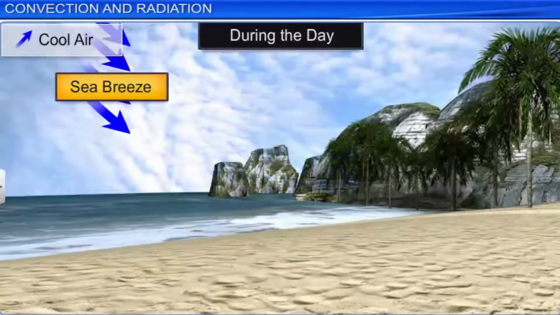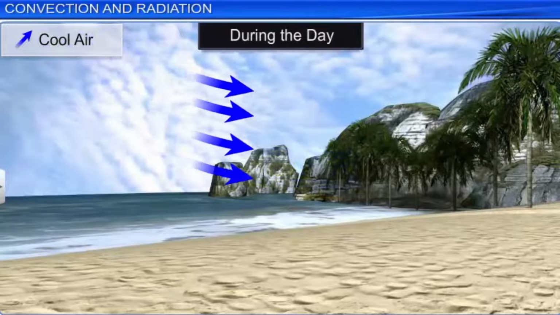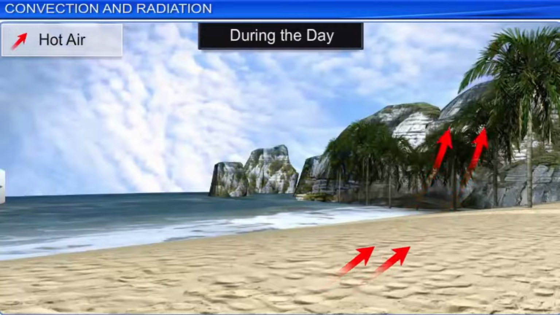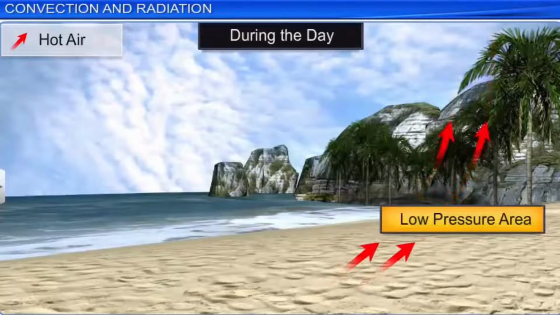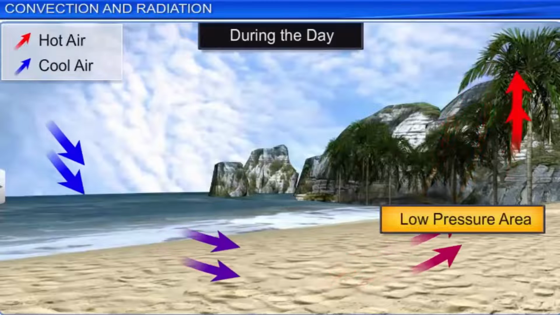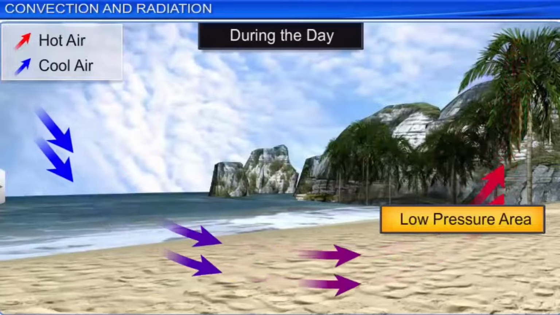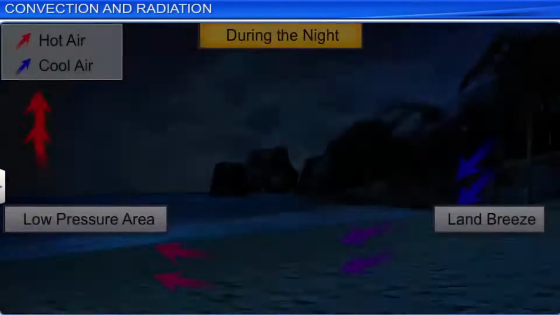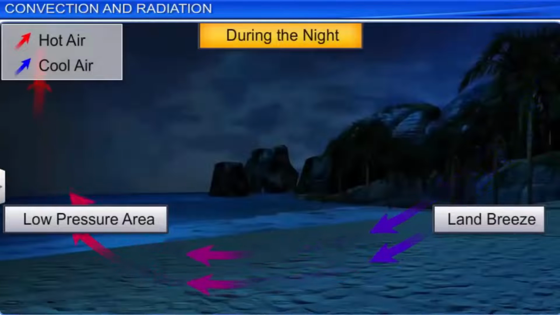The sea water warms up slower than the land because of high specific heat capacity of water. As a result, the air above the land becomes hotter and moves up, creating a low pressure area. Now, the air above the sea water moves towards the land and forms the sea breeze. During the night time, exactly the reverse process takes place. Air moves from the land to the sea. This is known as land breeze.